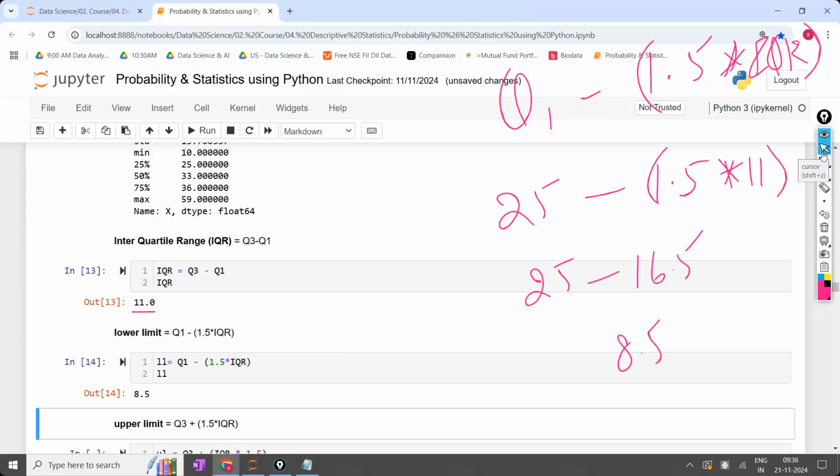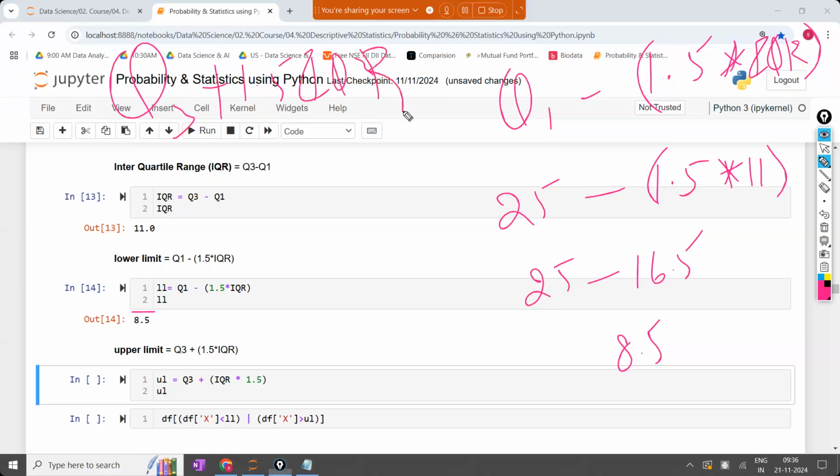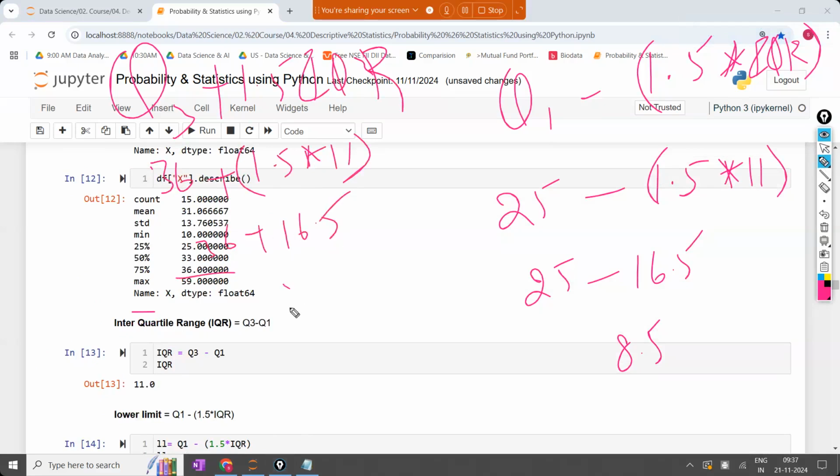Q1 minus 1.5 into IQR. Upper limit value is called Q3 plus 1.5 into IQR. What is the Q3 value? Earlier we have calculated here. 36 is the Q3. So 36 plus 1.5 into 11. That is 36 plus 16.5, which is 52.5. So this is the lower limit value, and this is the upper limit value.